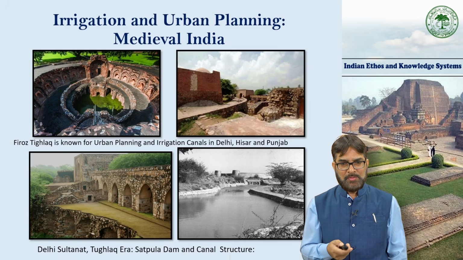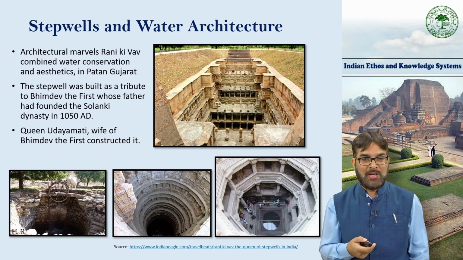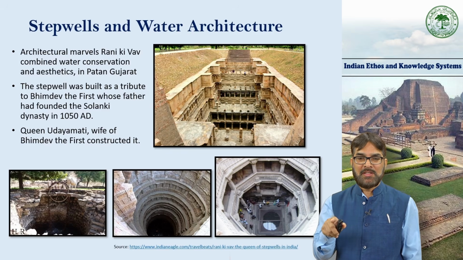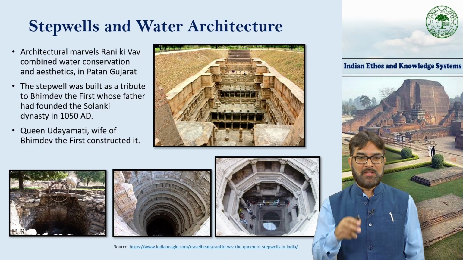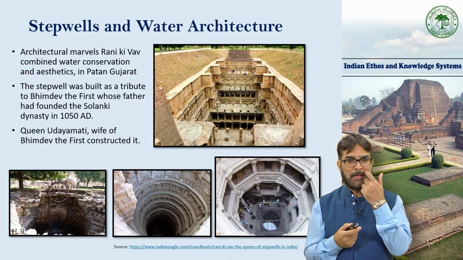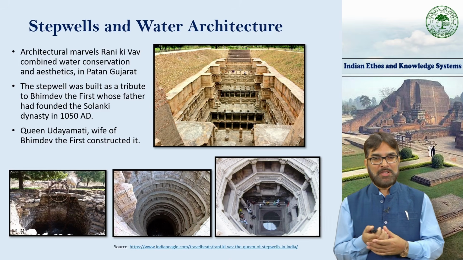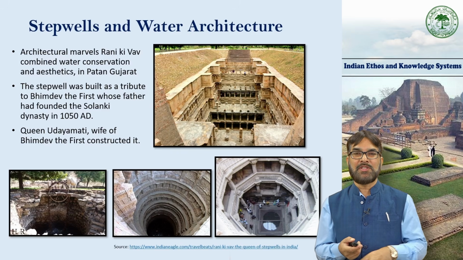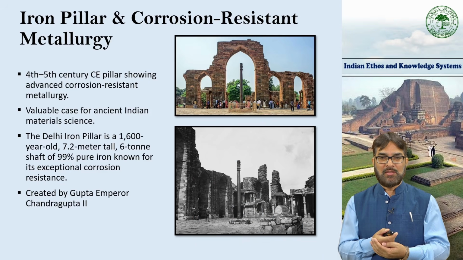Then here you may also see other sources like step wells and water architecture. An architectural marvel is Rani Ki Vav, which combined water conservation and aesthetics in Patan, Gujarat. The architectural structure is very beautiful, where water is reserved and used for irrigation, and also stored. The step well was built as a tribute to Bhimdev the First, whose father had founded the Solanki dynasty in the 11th century AD. Queen Udayamati, wife of Bhimdev the First, constructed it. That's why it's called Rani Ki Vav. Visitors still visit it in Gujarat. It's a beautiful structure.